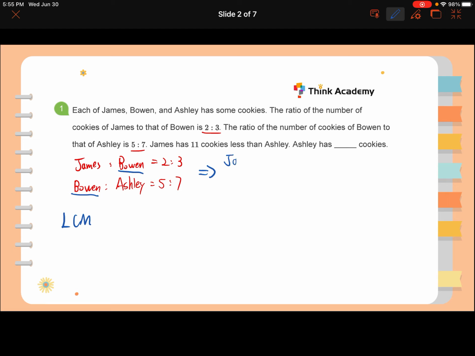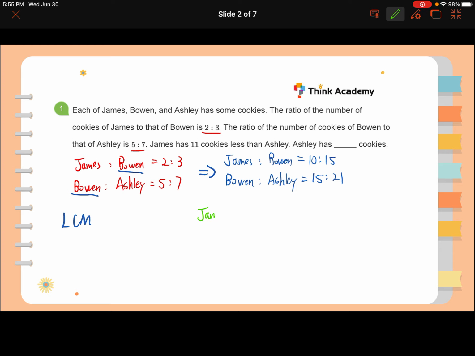So the first pair, James to Bowen, becomes 10 to 15. And you see that the ratio is still the same. It's still 2 to 3 if we divide both numbers by 5. And Bowen to Ashley is 15 to 21. We just multiply two numbers by 3. And you see that now Bowen's number is the same, and that means we can compare James and Ashley.